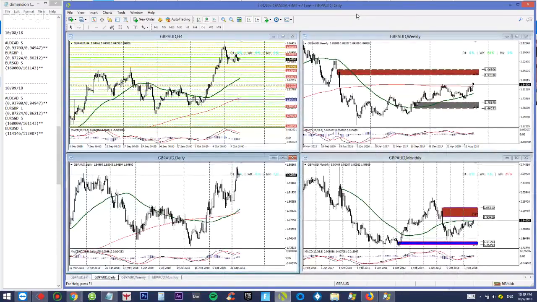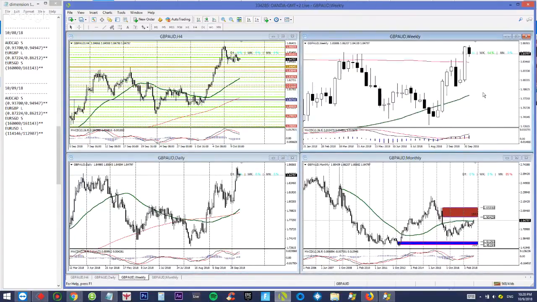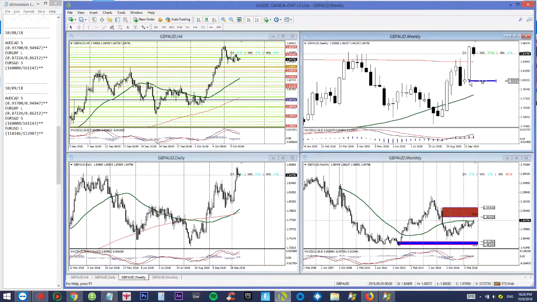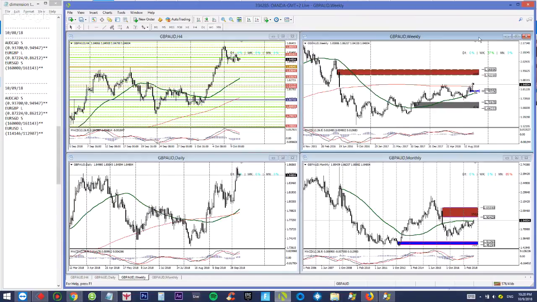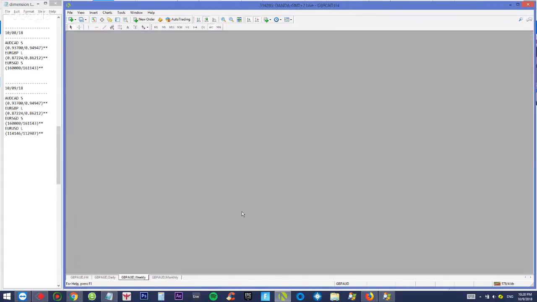Supply, demand, no change. We can revise the weekly demand area here. Okay, it was so small, but there's a demand area anyway. Price moving higher high, hasn't touched a low, no setup.